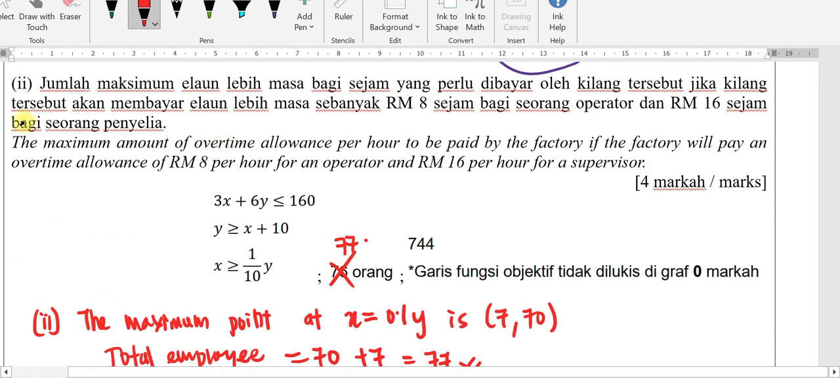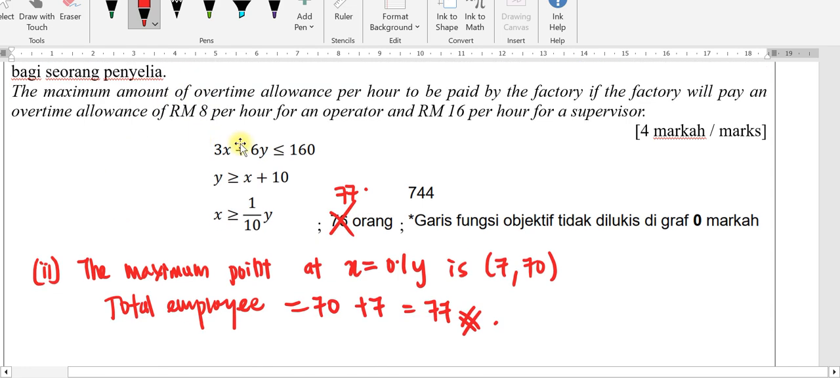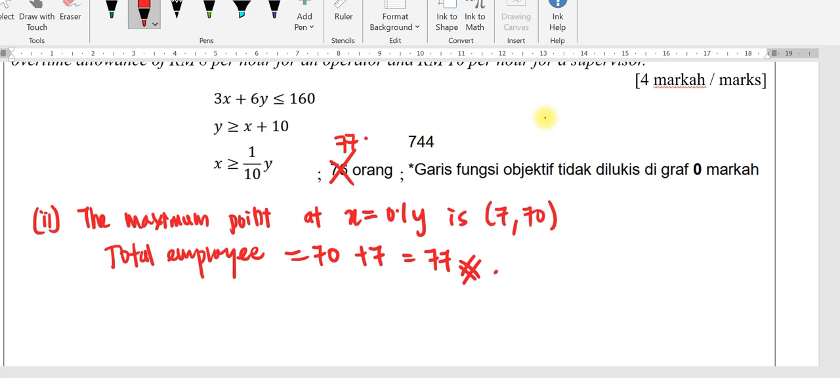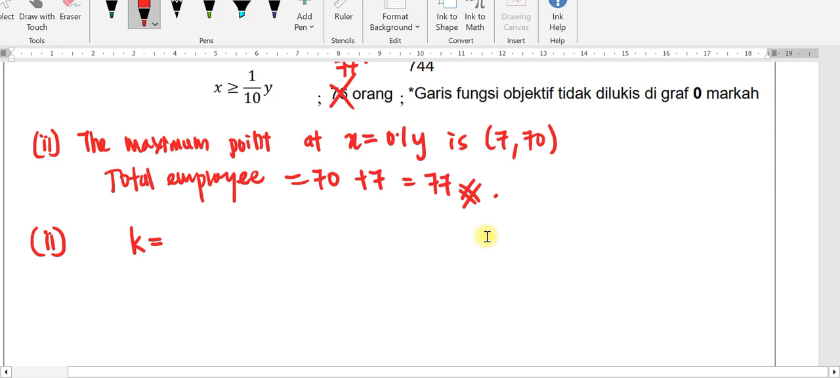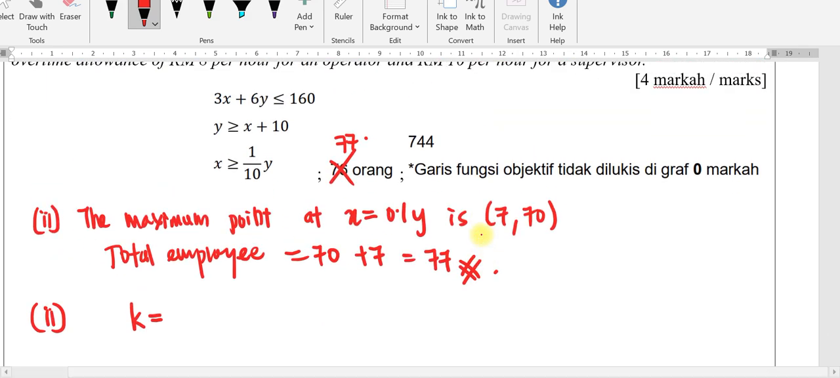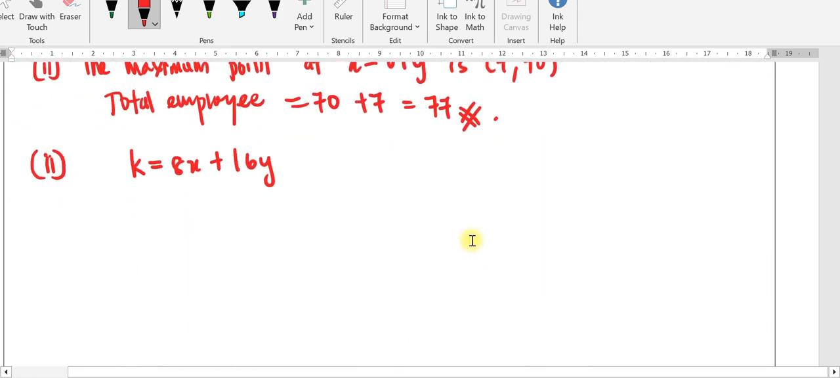Okay, the second one, the maximum amount of overtime allowance per hour to be paid by the factory, if the factory will pay an overtime allowance 8 ringgit for operator, 16 ringgit for the supervisor. So the objective function is K equals to operator is 8 ringgit, supervisor is 16. So operator is your X, right? So 8X plus 16Y. Right?